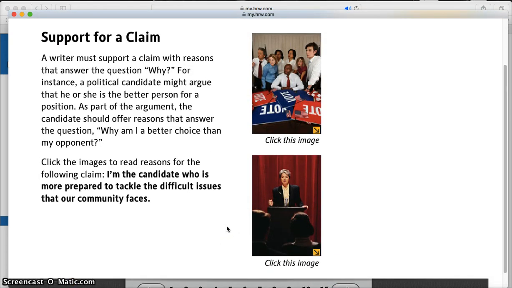A writer must support a claim with reasons that answer the question why. For instance, a political candidate must argue that he or she is the better person for a position. As part of the argument, the candidate should offer reasons that answer the question, why am I a better choice than my opponent? Click the images to read reasons for the following claim. "I'm the candidate who is more prepared to tackle the difficult issues that our community faces." So it looks like each one of these images will show us some reasons of why they are more prepared.